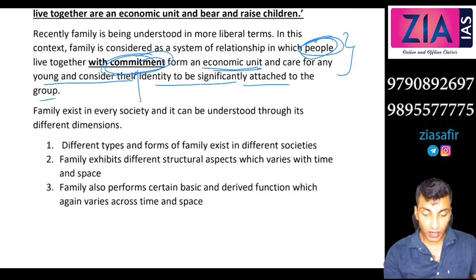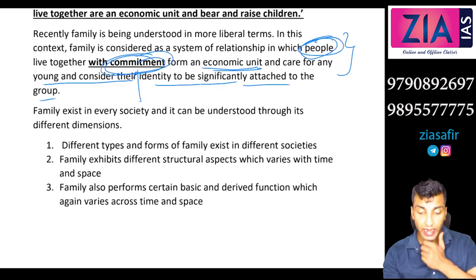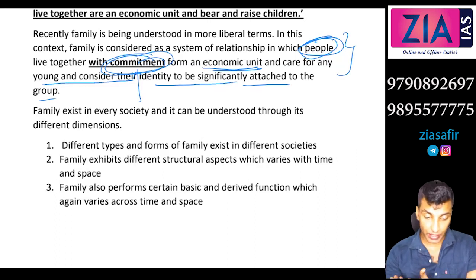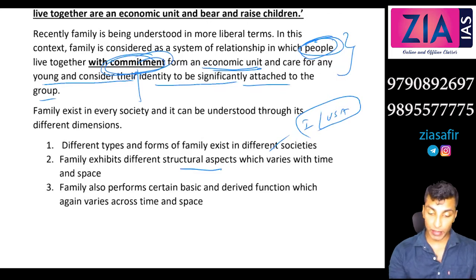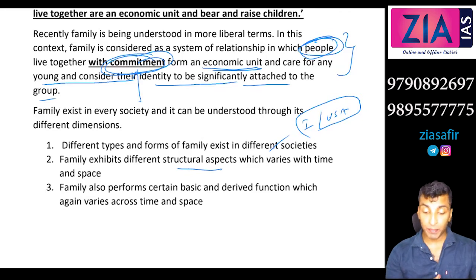Now family exists in every society and it can be understood through its different dimensions. Different types and forms of family exist in different societies. For example, Indian society and US, if you take European society, you can see different types and forms. We'll see that. Family exhibits different structural aspects which vary with time and space. For example, earlier the structure of family, now the structure of family is totally different. Extended family before, now mostly nuclear family. Even this also changed to single parent family.